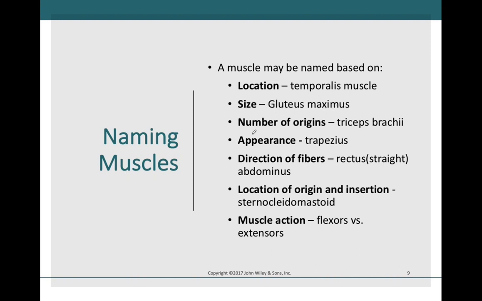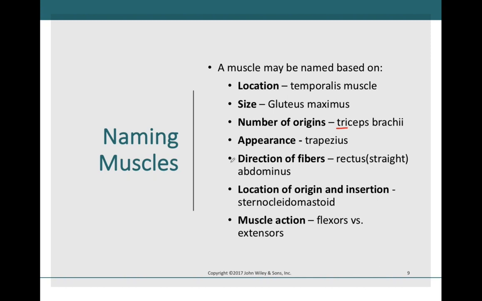The number of origins is another criteria that we've used. We've already briefly talked about the triceps brachii and the biceps brachii. Tri stands for 3, so triceps brachii is going to have 3 origins on it. Bi stands for 2, so biceps brachii is going to have 2 origins on it. Next, we will talk about appearance. The appearance of our muscles is something that we will also use. The trapezius muscle sort of resembles a trapezoid, so that's another criteria that we might use.